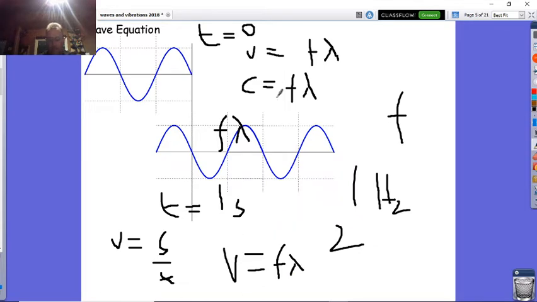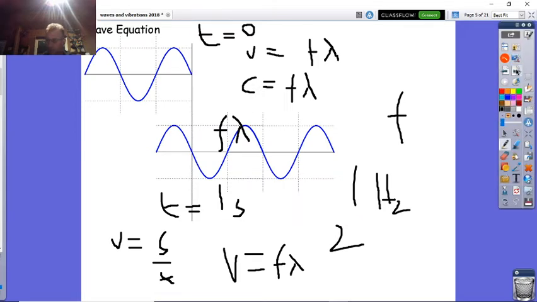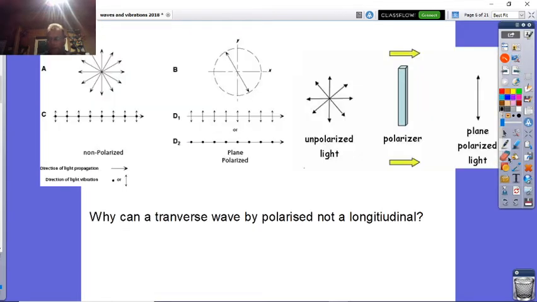And obviously V is replaced with the C symbol if we've got an electromagnetic wave. They may ask you for that proof, maybe not. But it really comes from using the equation speed equals distance divided by time. Therefore, I know how far it's going to travel. It's going to be F lambda. But we've been using that already, and we're quite happy with it.